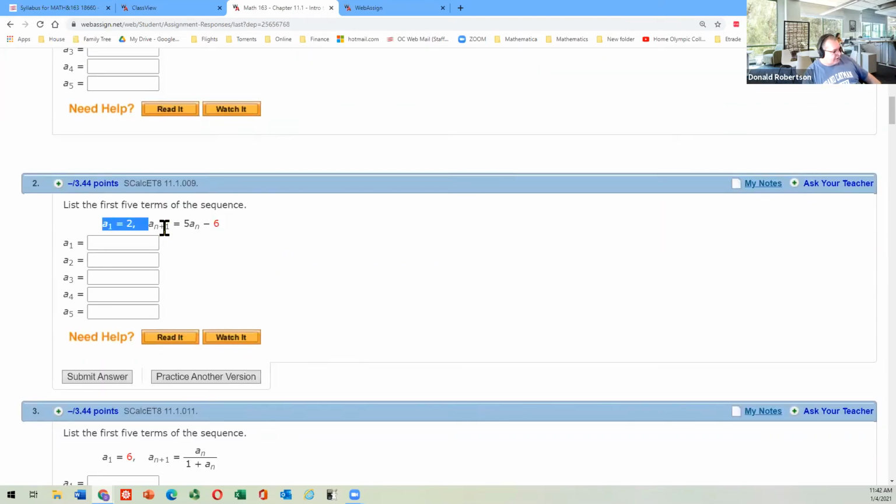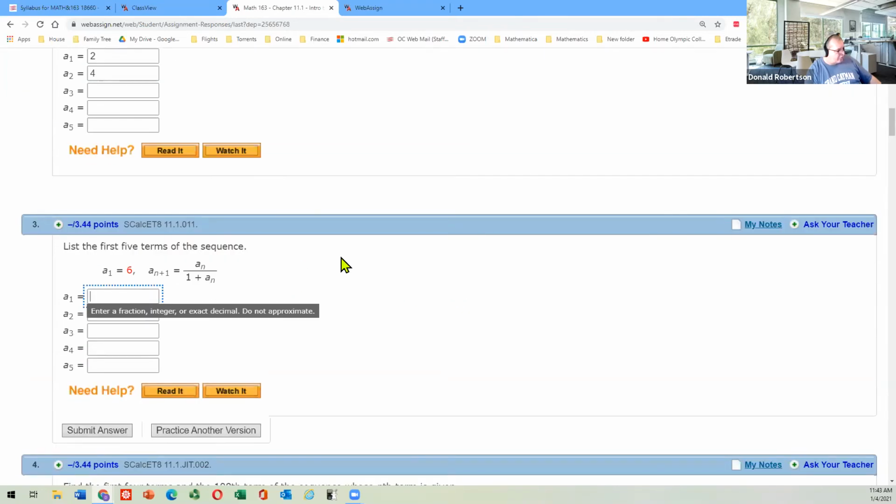Can you see a recurrence situation here? The next number is 5 times the previous number, take away 6. And the first number is 2, so you get that one for free. Now, the next number then, won't it be 5 times 2 take away 6? Well, that's 10 take away 6, so I'm assuming the answer to that is 4. Are we good with that kind of question?